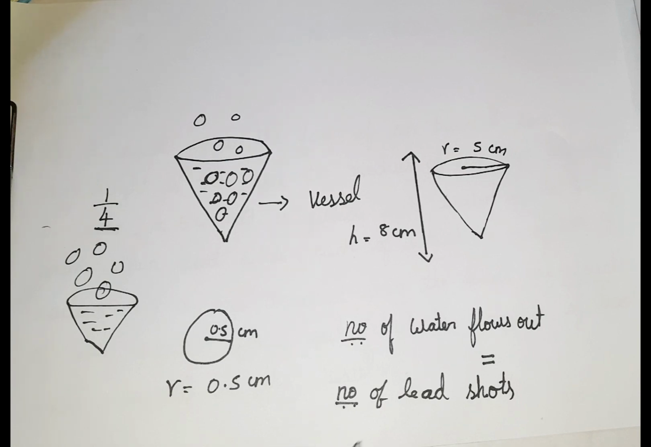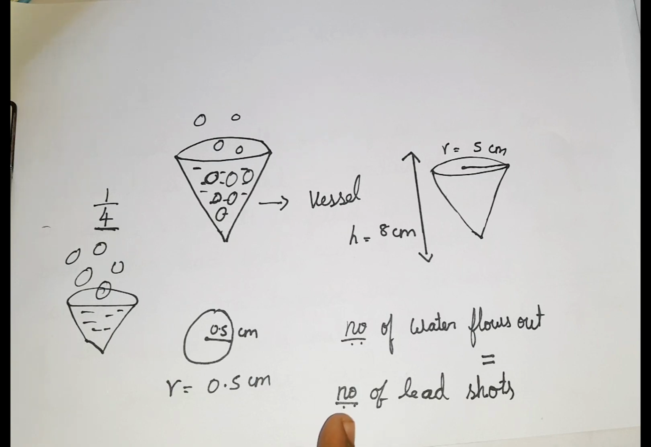So it is dependent upon the lead shots. This is the exact one, dependent. The water is dependent upon the lead shots. That's why it is equal. Here you can see equal, am I right? That's why I told you the amount of water that flows out is equal to the number of lead shots. Equal to means dependent. So the water is dependent upon the lead shots.